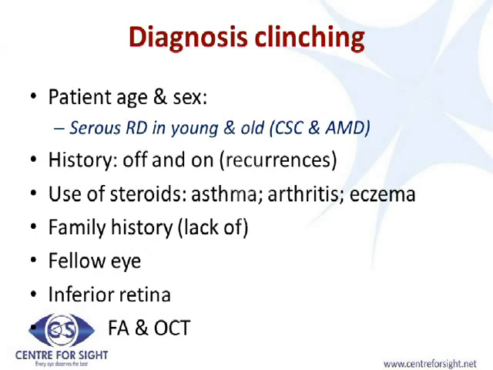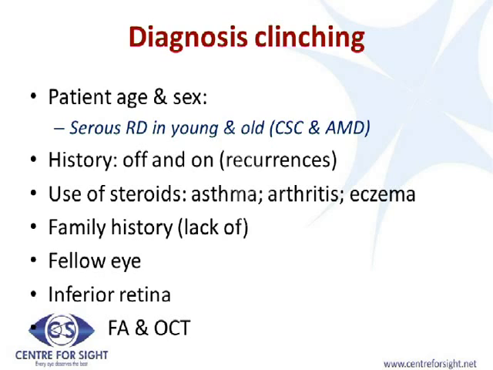So what clinches the diagnosis? The patient's age and sex. The age-old conventional teaching is that when you get a serous detachment in a young patient, think of CSCR. When you get a serous detachment in an old patient, think of AMD. I'll refute this wisdom in the next few slides, but this also holds ground in some cases.